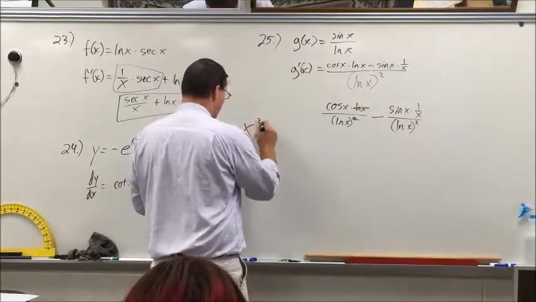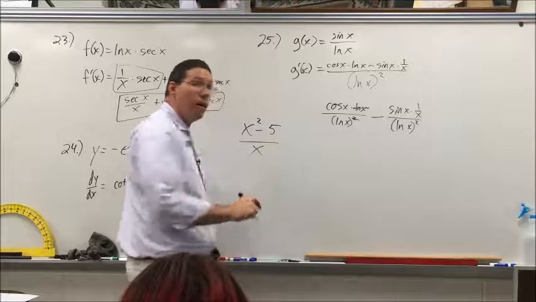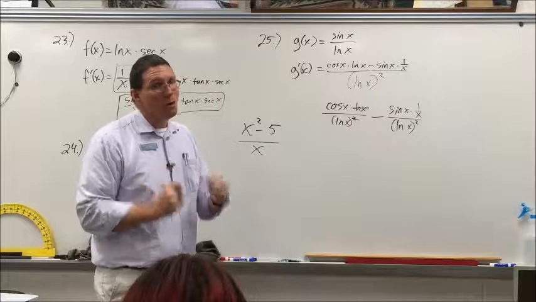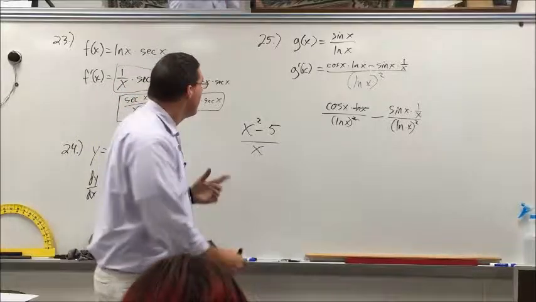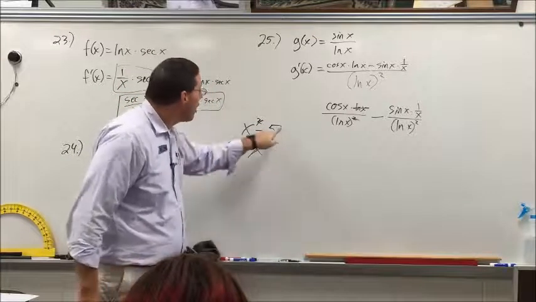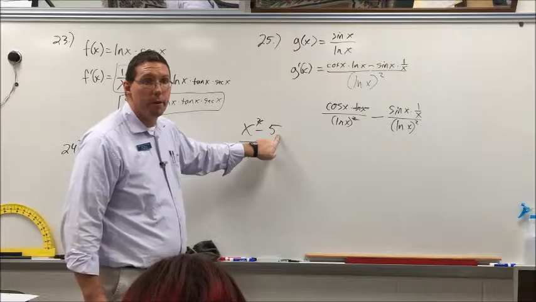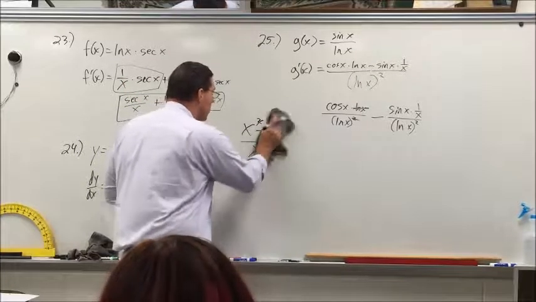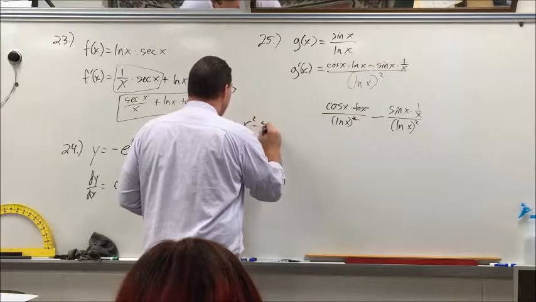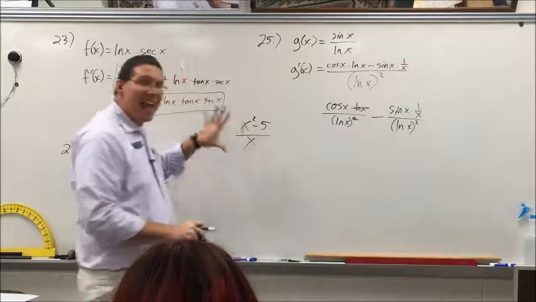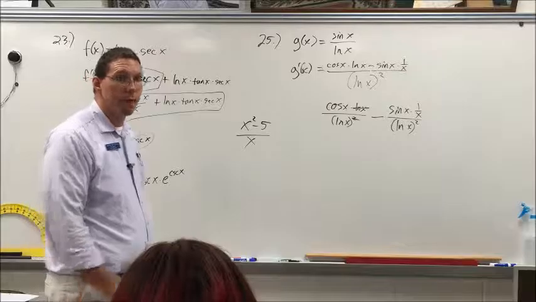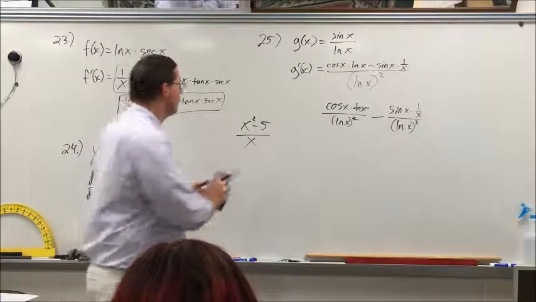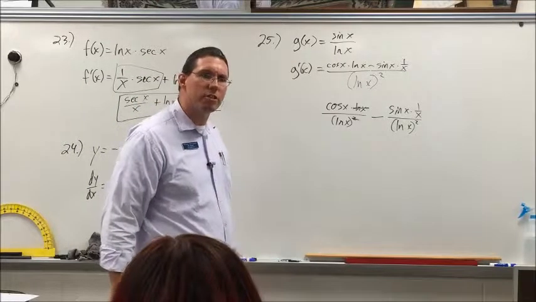When students see x squared minus 5 over x, I know they want to do it. I know they want to do it, but you can't. They want to cancel one of the x's. There's no x over here. You can't cancel anything here. X squared minus 5 over x, that is as far as you can go. You can't do anything about that. Okay? Does that make sense? All right. You ask such good questions. You do.